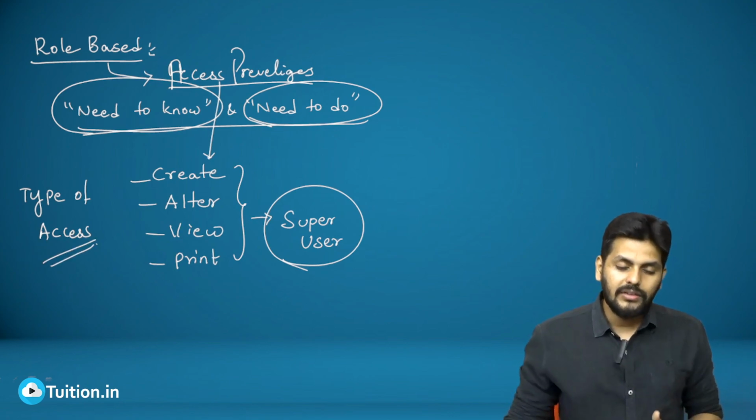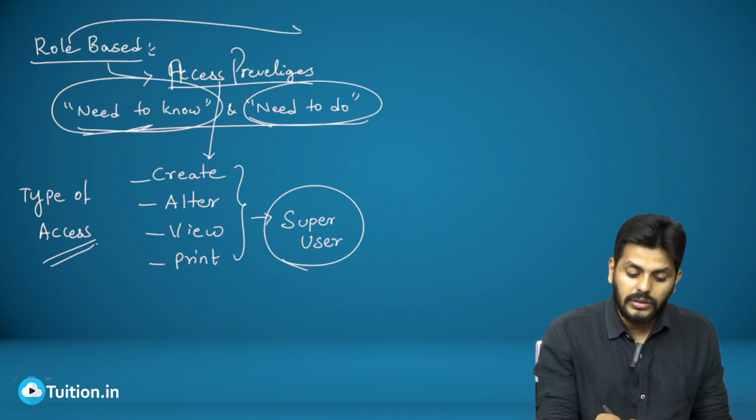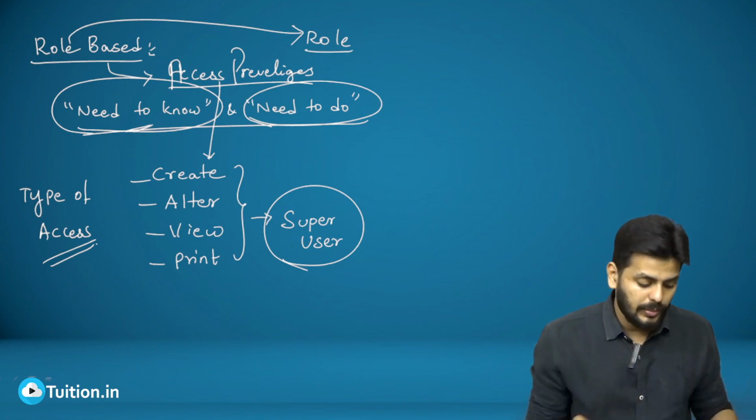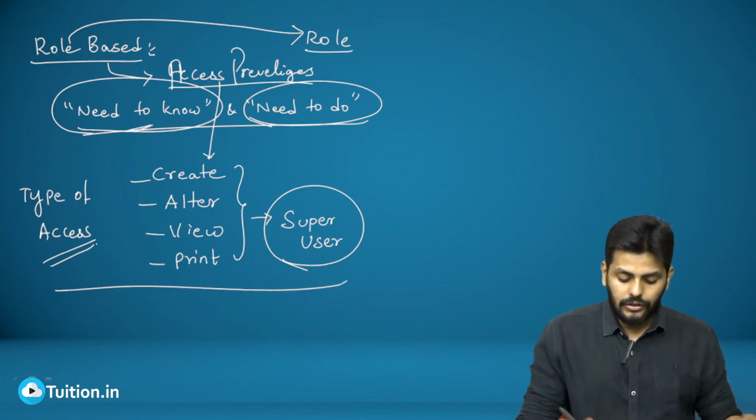So role-based access is a short answer question that I want you to emphasize on. Access is given based only on their roles. You are a manager, so these powers are for you. You are an assistant manager, so these powers are for you. So that is what is taken into consideration.